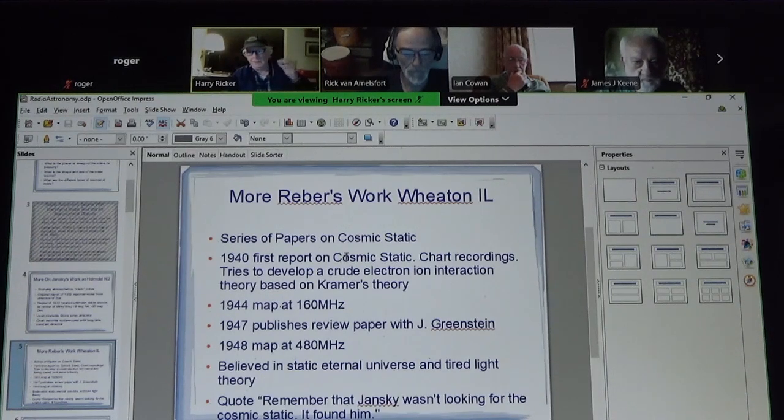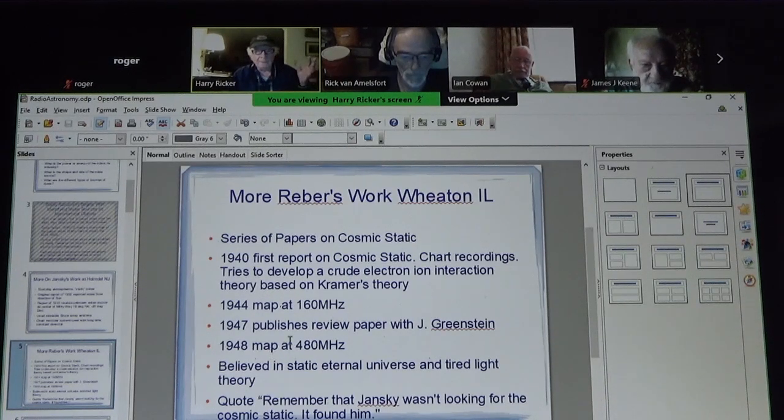Now he basically had his telescope. He made chart recordings, measuring the power of the noise, and when the Milky Way would pass through the beam of his antenna, this would be recorded on a chart recorder as an increase in the level of the noise. And he published his first map in 1944, and he was using 160 megahertz. And this talks about a couple of the papers that he reported.